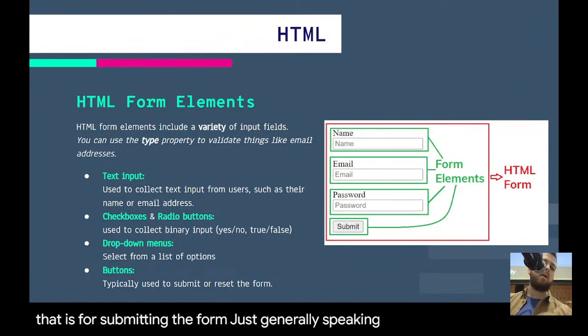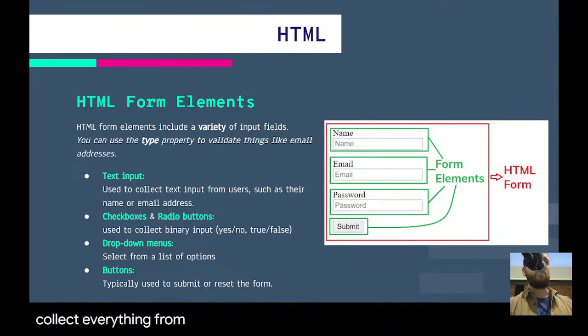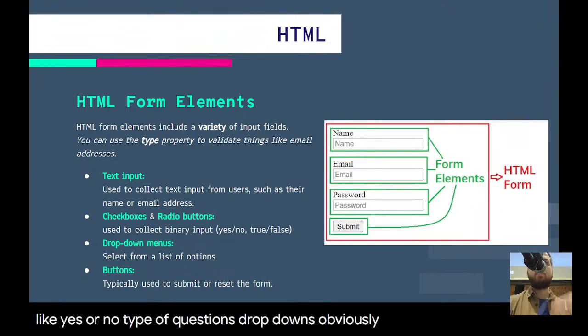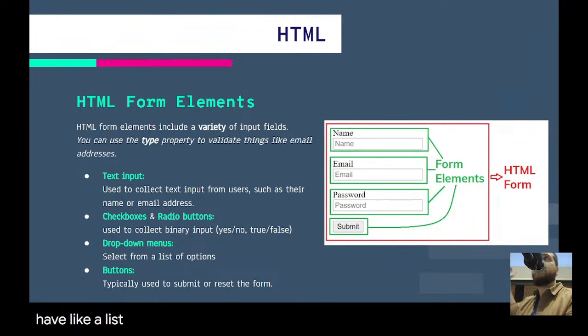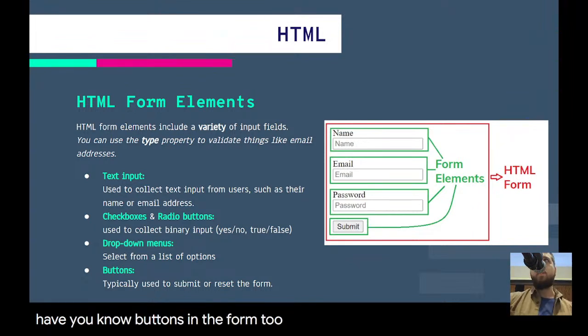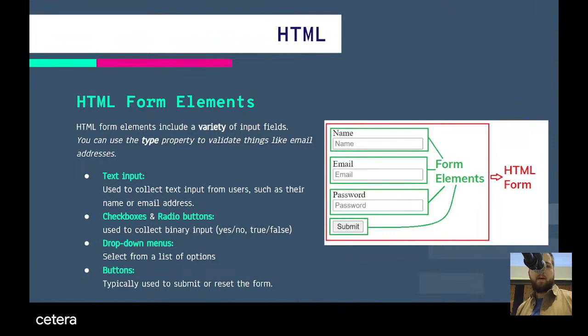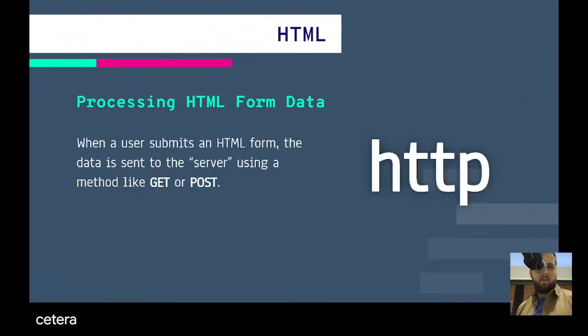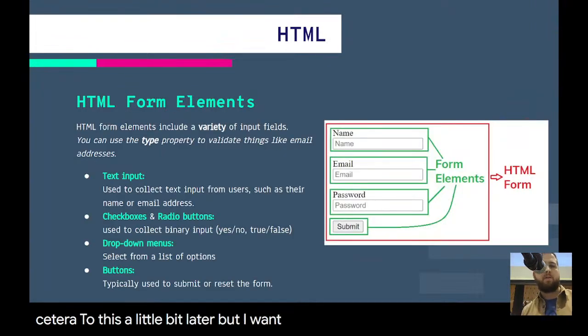Just generally speaking, text inputs are used to collect everything from email addresses, names, etc. Checkboxes are more for yes or no type questions. Drop downs are for when you have a list of different things you want a user to select from, and then you can have buttons in the form to submit the form or to reset the form, etc.